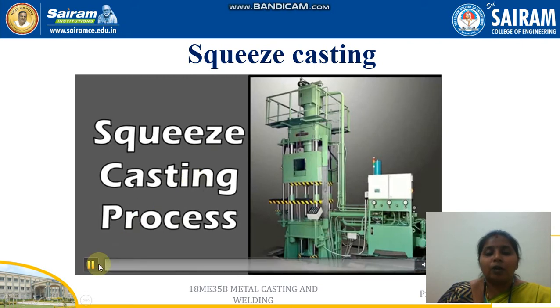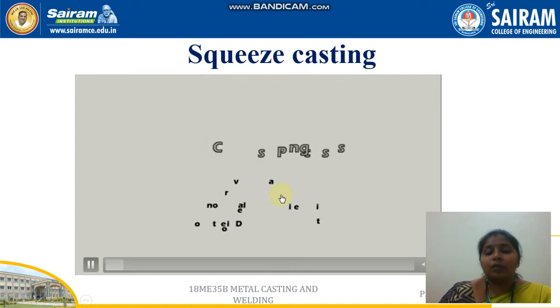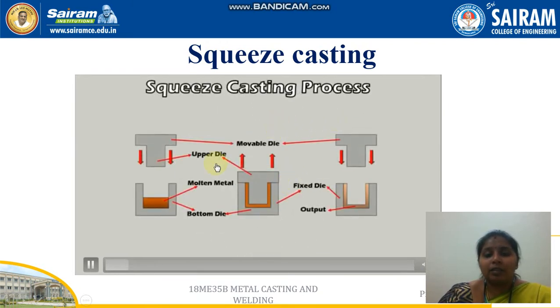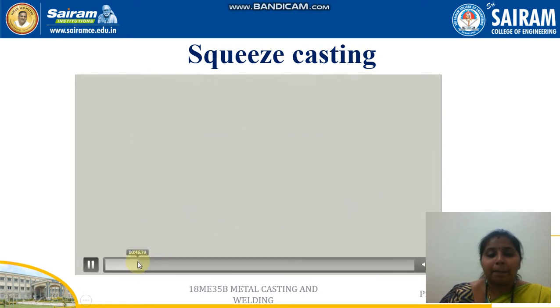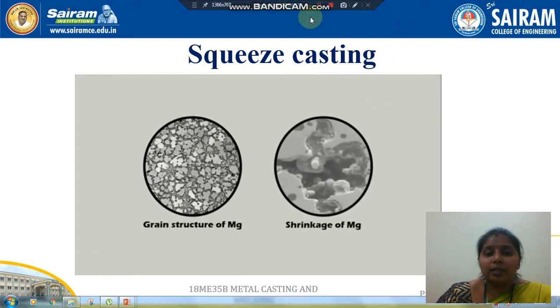So here is a video of how the squeeze casting process is done. Here the die is moved against the fixed die. Since we are squeezing, this is something similar to forging also. This is the conventional and this is the unconventional squeeze casting process. So this is about the squeeze casting process.